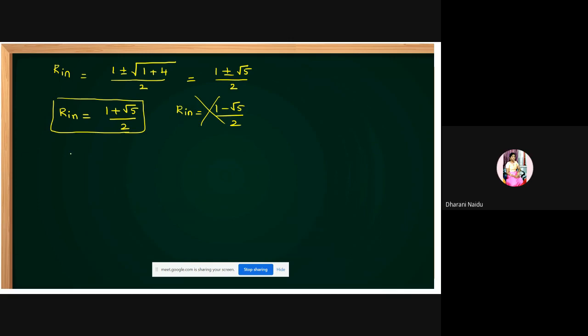1.618. Rin equal to 1.618 is correct. 1.61 and the next decimal 8. Okay, this is the answer. It's a very important model, so please consider it.